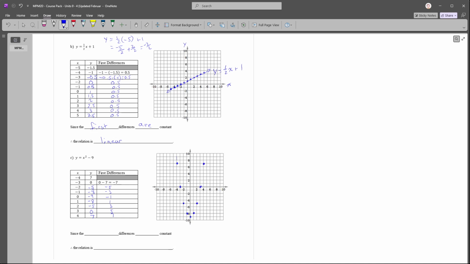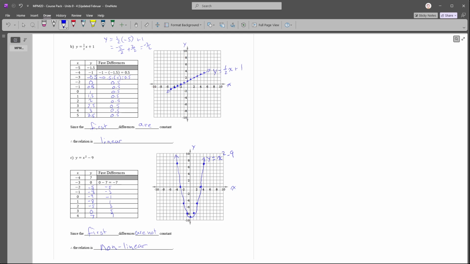Well, let's draw the line. Do the best I can here. It's not the best in the world, but it'll do. Fill out our axes, x and y, and then put our curve or our equation here. Y is equal to x squared minus 9. That certainly doesn't look like a line to me. And in fact, if we look at our data over here, our first differences are not constant. So since the first differences are not constant, this means the relation is non-linear. More on that during the next lesson.